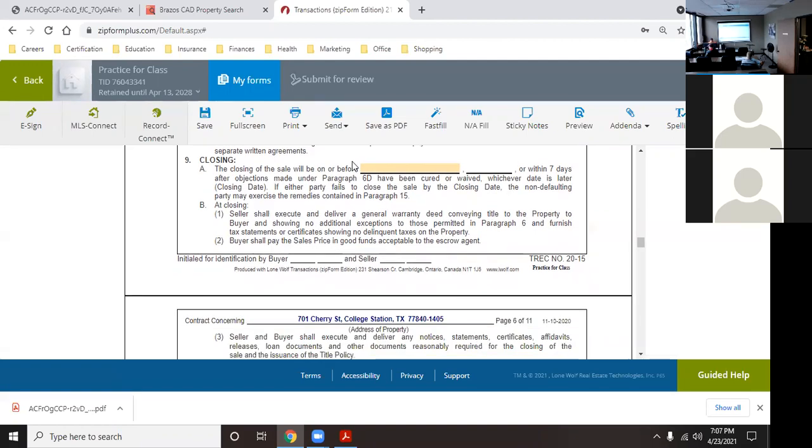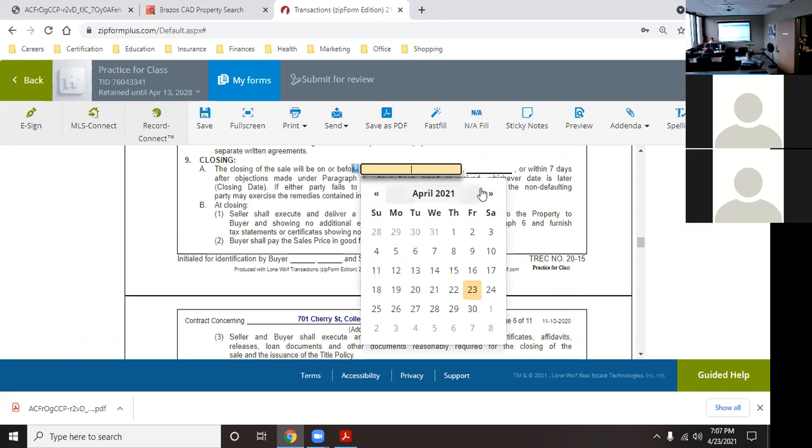For closing, this is where you select on or before what day you would like to close, or within 7 days after all objections are made under paragraph 60. For example, if I wanted 20 days for those objections, even if I put a 15-day close and they send me objections, I then have the full 20 days to back up, or to close the contract, not just until the contract closing date. But for this, let's just say 30 days.